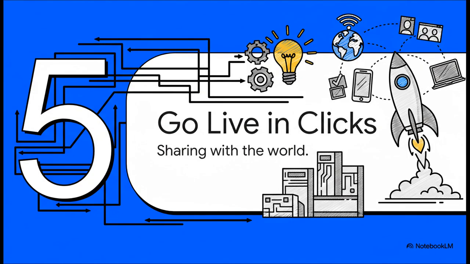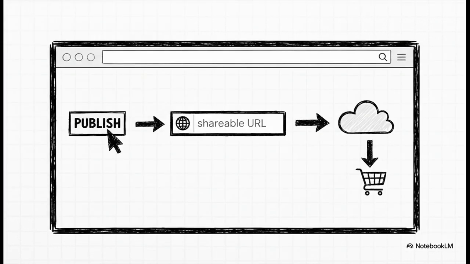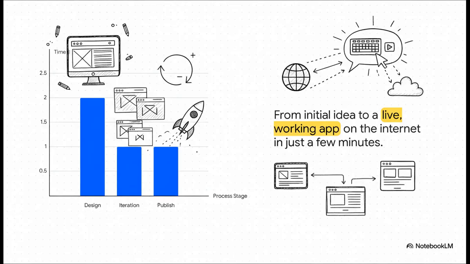Okay, we've designed it, we've refined it, we've built the app. Now for the most rewarding part of all, getting it out there and sharing your creation with the world. And if you thought the design process was easy, publishing is even simpler. It's basically a one-click process. You hit the publish button, you choose a name for your app, and just like that, you get a live URL. It's on the web. I mean, this is so convenient. You get a live shareable URL in an instant. All the hosting is handled for you. You don't have to go to GoDaddy or anything like that. It's all right there.